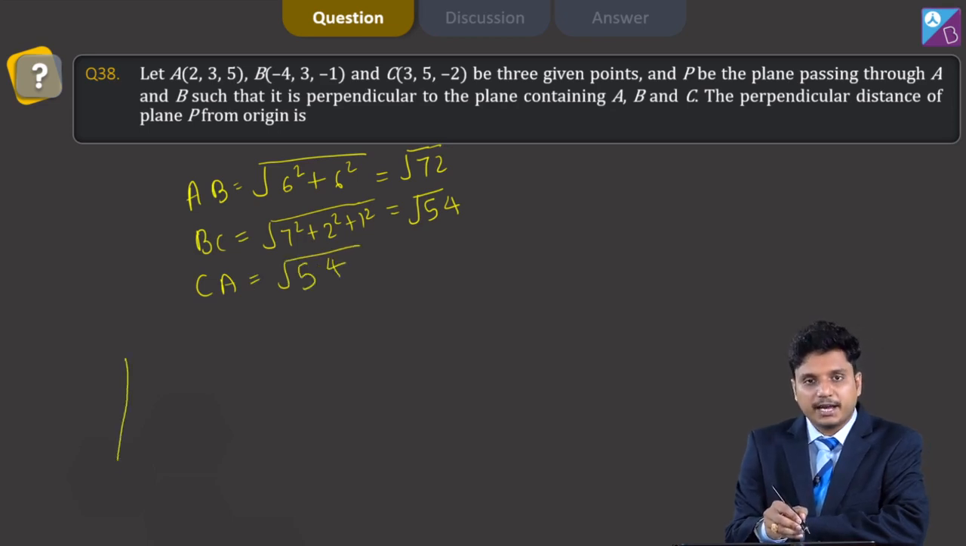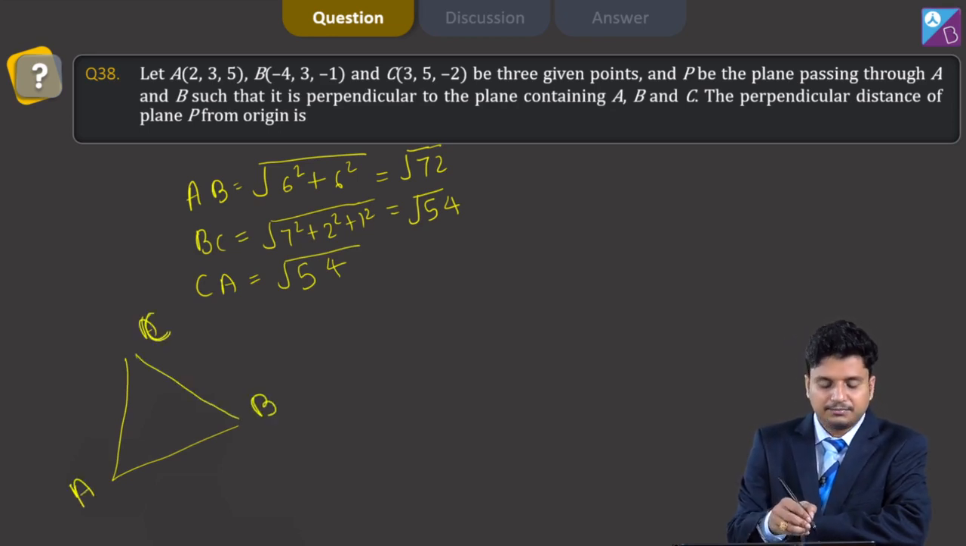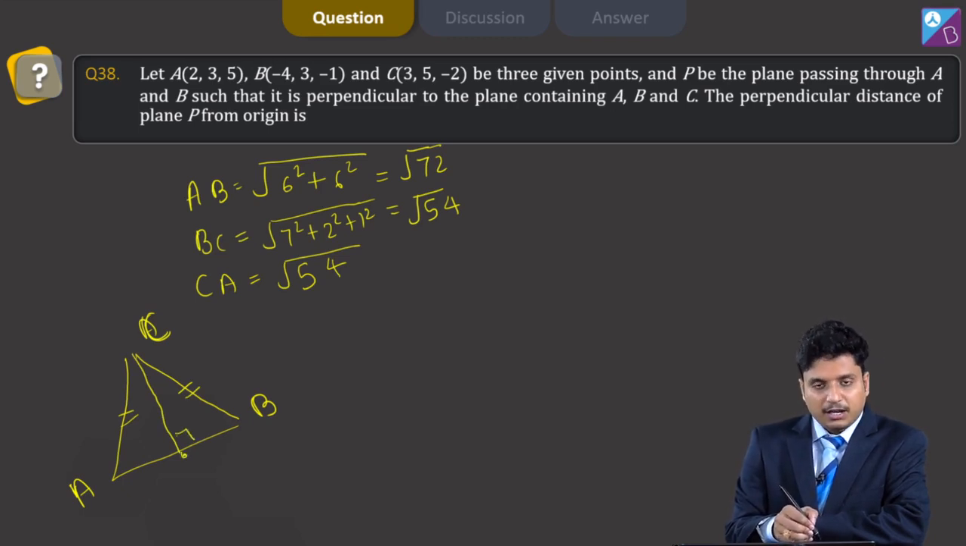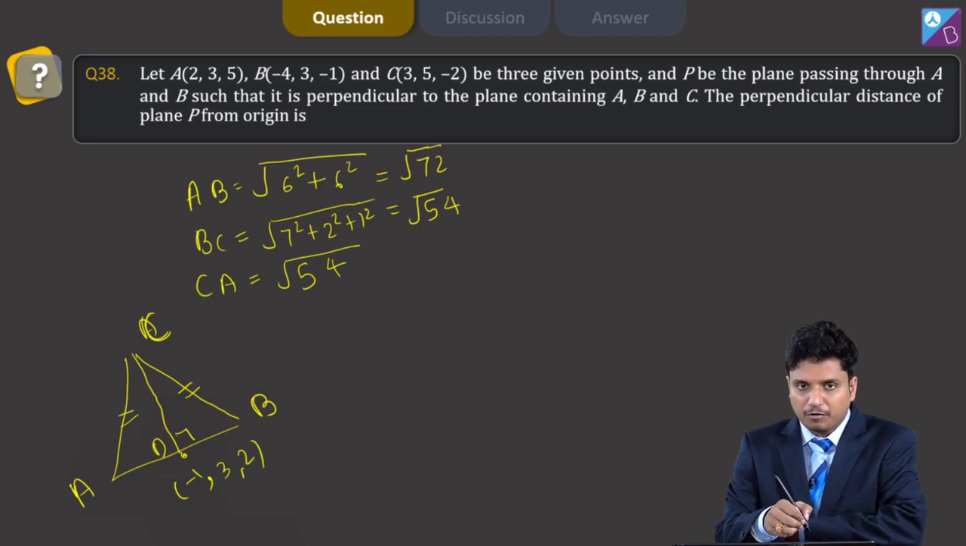That means this triangle is an isosceles triangle. Suppose C is here, A is here and B is here. So this is triangle ABC, and in this case these two sides are equal. So if we draw a perpendicular from C, it will be somewhere in the middle of A and B. So what is the midpoint of AB? It is minus 1, and for 3 and 3 it will be 3, and for 5 and minus 1 it will be 2. So this point D is actually the midpoint of AB. This CD will be perpendicular to the given plane, as this is an isosceles triangle.